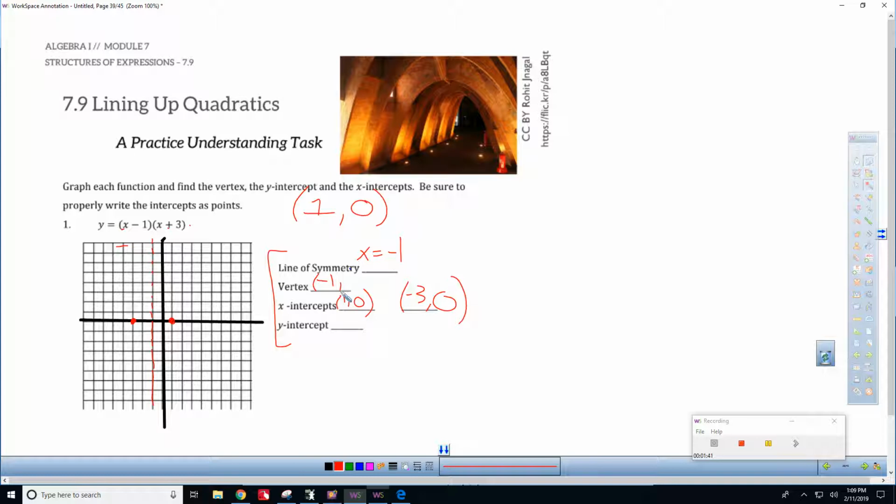And let's find out what we got. So negative 1 minus 1 times negative 1 plus 3. Well, that's negative 2 times positive 2. So I get my vertex is negative 4.